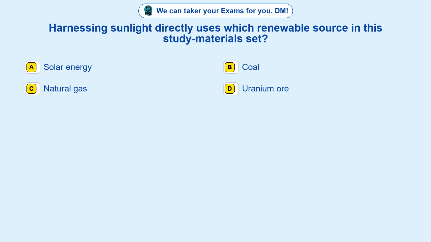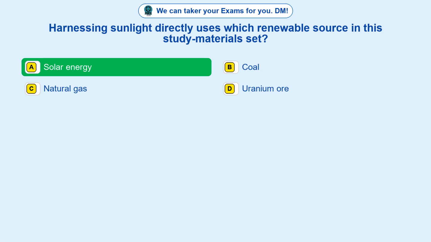Question 98. Harnessing sunlight directly uses which renewable source in this study materials set? Option A, solar energy. Option B, coal. Option C, natural gas. Option D, uranium ore. The correct answer is option A.